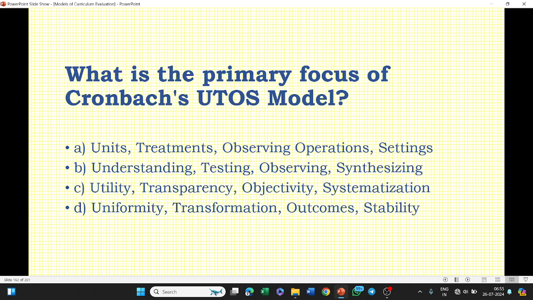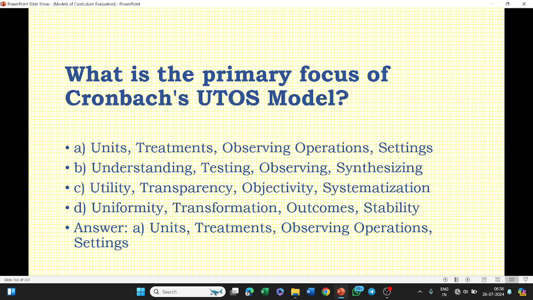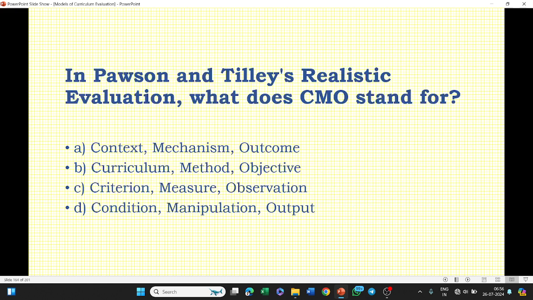What is the primary focus of Cronbach's UTOS model? Options: units, treatments, observing operations, settings; understanding, testing, observing, synthesizing; utility, transparency, objectivity, systemization; uniformity, transformation, outcome, stability. The answer to this question is option A, that is units, treatments, observing operations, settings.